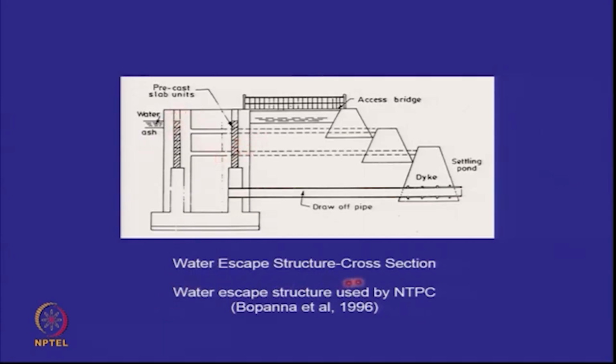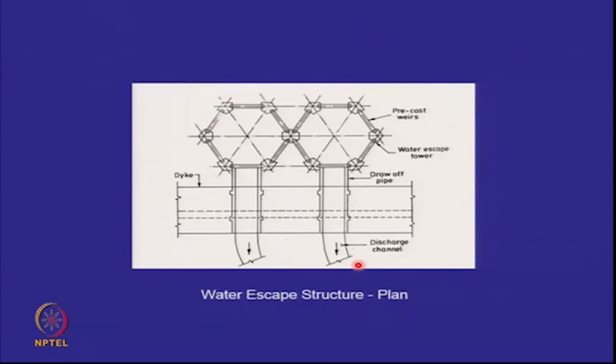So this is the water escape structure used by NTPC, and this is the dike. So below it, the water escape pipeline is placed. These are twin structures that have been shown. So these are the precast panels which just keep on raising the weir height.